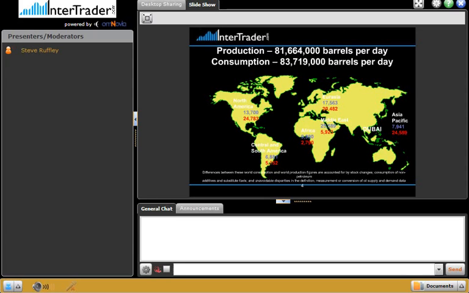So production-wise, generally we're doing around 81, 82 million barrels a day, and we're consuming close to 84 million. So when you think about it, that's huge quantities being produced, but we're outstripping the production, always consuming and using more oil than is being produced on a daily basis.